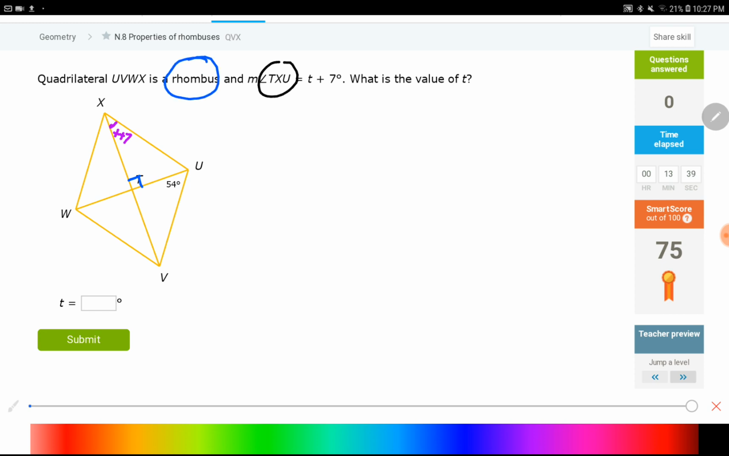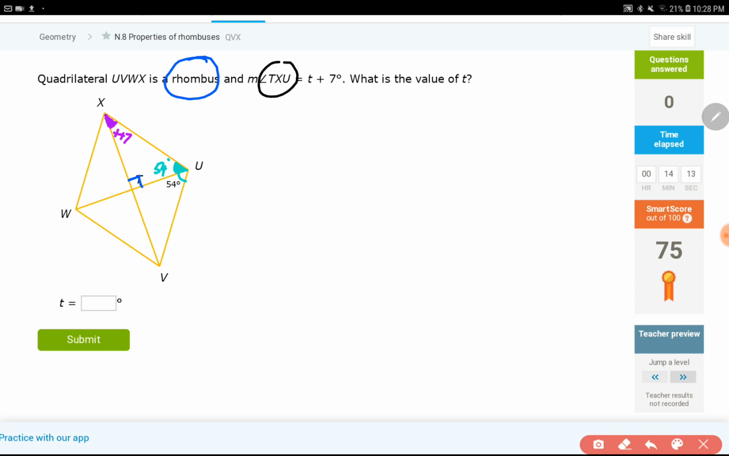Now, I have one of the angles. The purple one is T plus 7. The blue one is 90 degrees. How about this one here? Can I figure this out? In every single one of the questions so far, I use this property. So that angle U is going to be cut in half. One half is given 54, like this half, the other one is going to be the same. Now I have a triangle in this area and I know all of the angles.